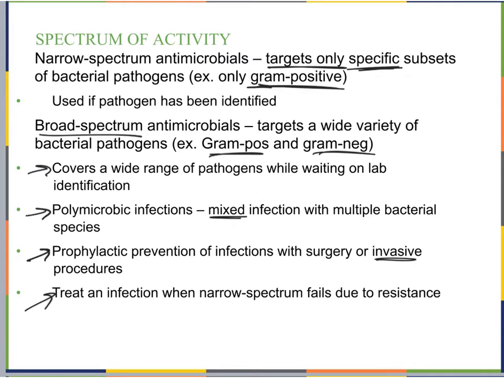And then they're also used to treat an infection when the narrow spectrum fails due to resistance. We're going to talk about antibiotic resistance. In the case of some of the narrow spectrum antimicrobials becoming resistant, if the bacterial infection inside of the person is resistant to the narrow spectrum, then we would open it up to a broad spectrum, hoping that the bacteria would not be resistant to that.